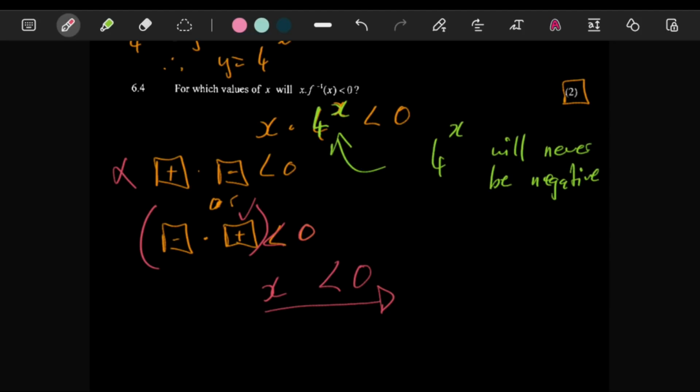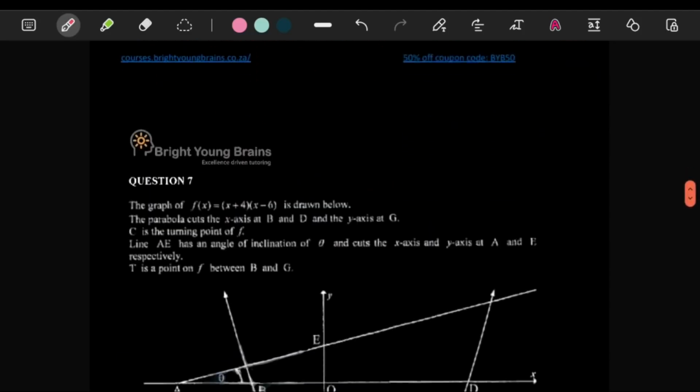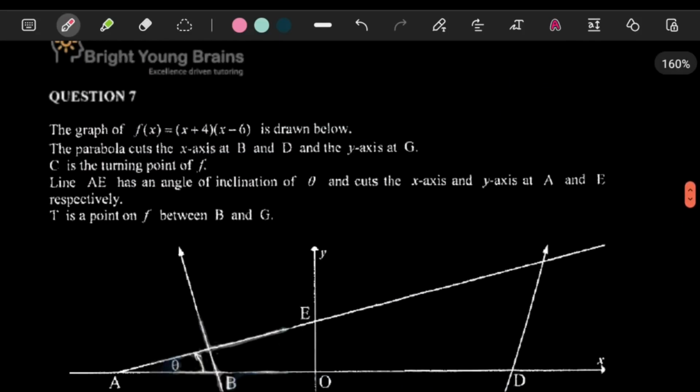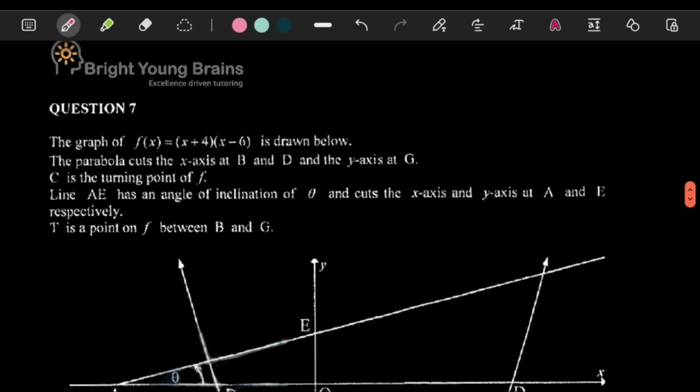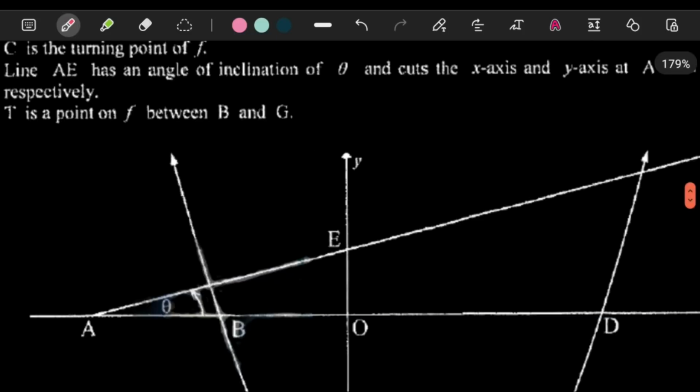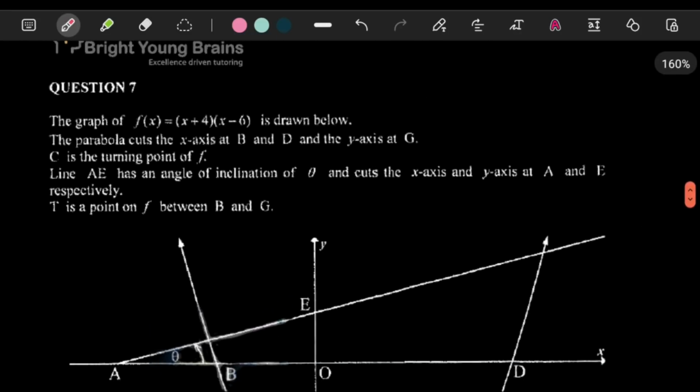So let's see. We'll move on to question number 7 now. Question 7 is where we are now. More functions. We love to see it. I feel like I sound like an idiot whenever I sing that song.